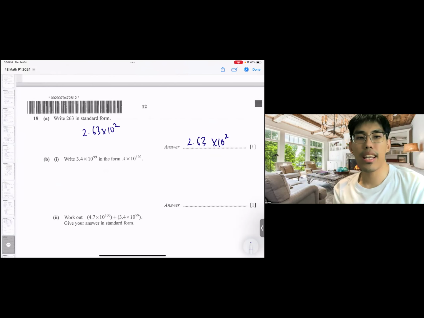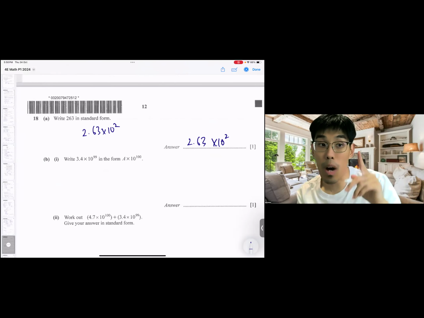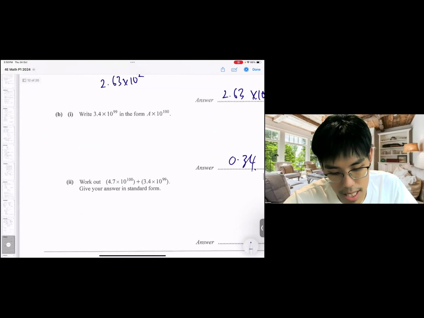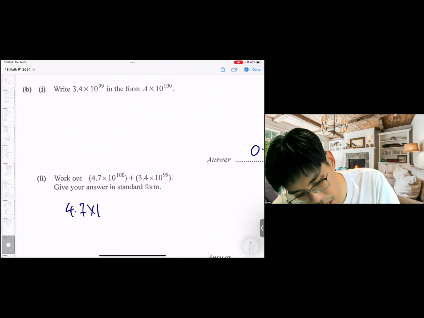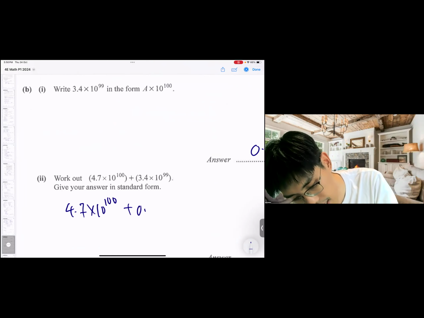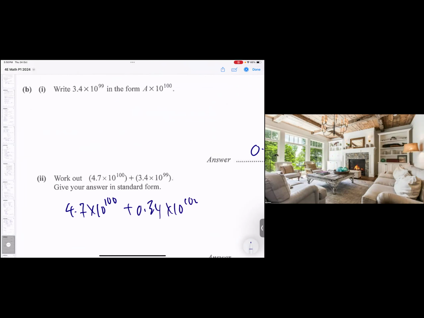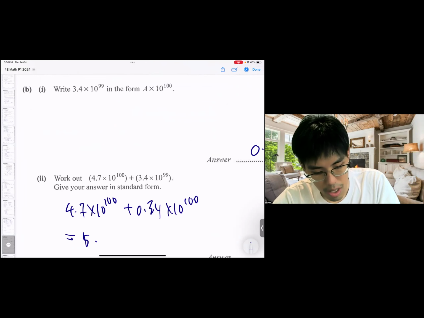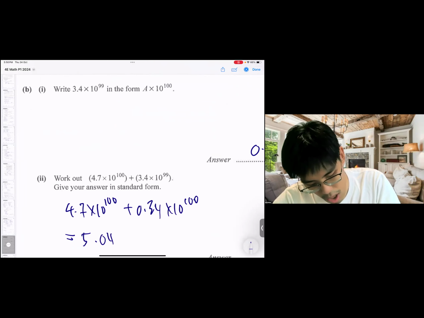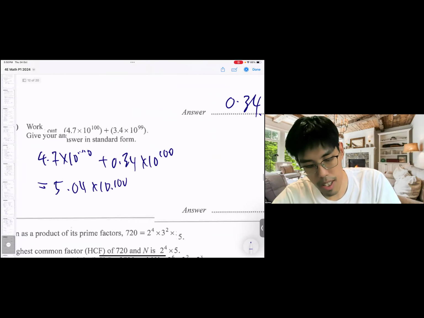As a form of A to the power of 100, that means I need one more placing away, so it's 0.34. Because this number is very big, I need to move further away, so I need to move more steps forward. That's the whole idea. Okay, so work out this in standard form. This one is 4.7 times 10 to the power 100 plus 0.34 times 10 to the power 100. So I'll get 5.04 times 10 to the power 100.